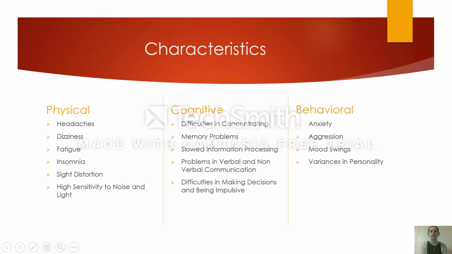If an individual believes that he or she may have a traumatic brain injury, there are a lot of different symptoms that this person can look for to see if they may have a TBI. There are physical, cognitive, and behavioral symptoms. For physical symptoms, we have headaches, dizziness, fatigue, insomnia, slight distortion, and high sensitivity to noise and light. For cognitive symptoms, we have difficulties in concentrating, memory problems, slowed information processing, problems in verbal and nonverbal communication, and difficulties in making decisions and being impulsive. For behavioral symptoms, we have anxiety, aggression, mood swings, and variances in personality.